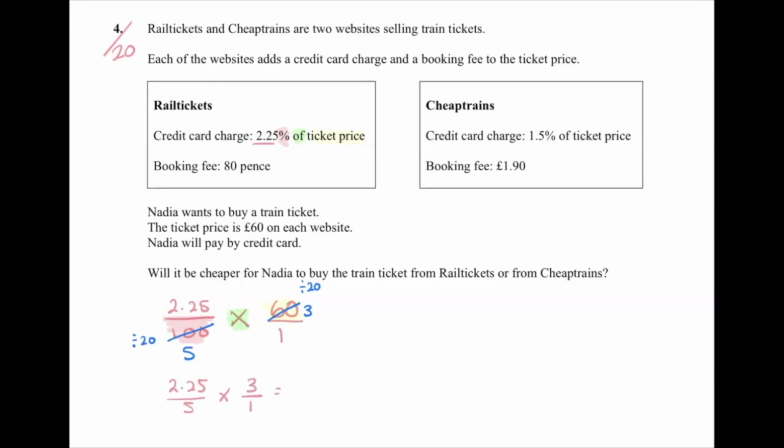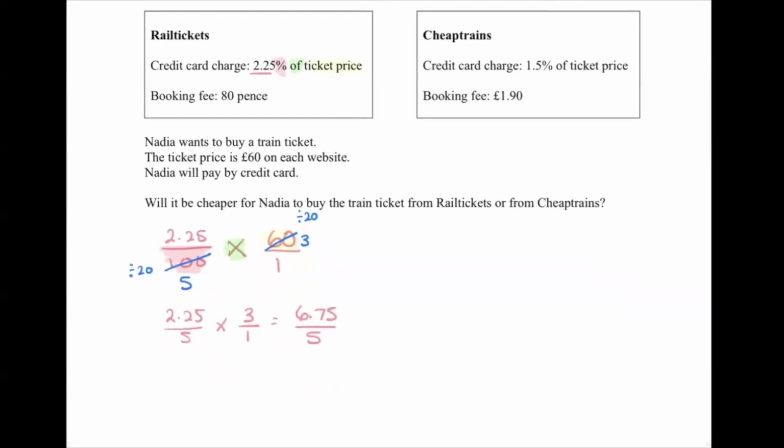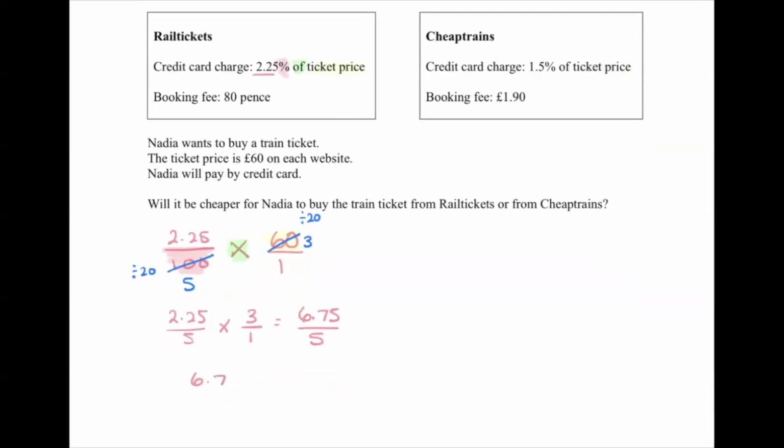2.25 times 3 is 6.75. Now, if you can't see that it would be 6.75, you can just put it on top of each other and add it up. And 5 times 1 is 5. So I now need to work out how many 5s are in 6.75. So that's going to go into my bus shelter. So 6.75 divided by 5.